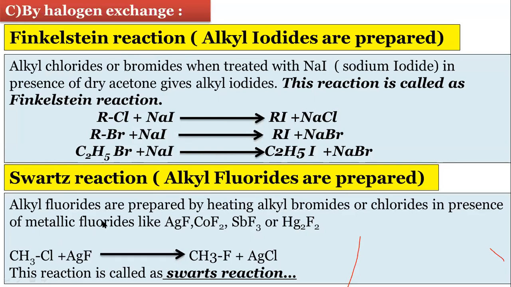the metallic fluorides. Alkyl fluorides are prepared by heating alkyl bromides or chlorides in the presence of a metallic fluoride. See this, some examples are given. AgF, CoF2, SbF3 or Hg2F2, all these are metallic fluorides. If these are used, again the halogen is exchanged here. Chlorine is exchanged to fluorine and Cl is exchanged here, AgCl. This reaction is called the Swarts reaction.